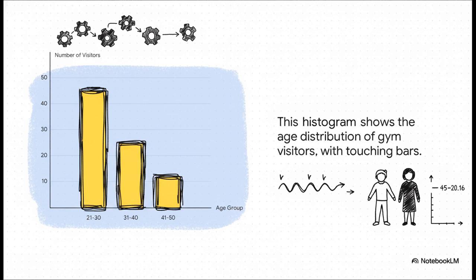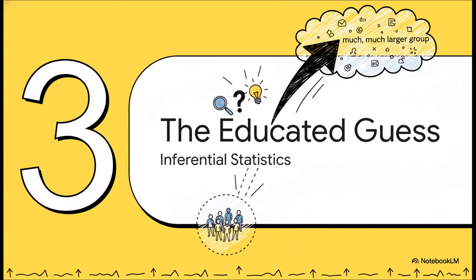Now this might look like another bar chart at first glance, but it's something a little different. It's a histogram. And see how the bars are all touching? That's a key detail. It tells us we're looking at continuous data, in this case age groups. The touching bars show the flow, the whole shape of the data. And boom, right away you can see the story. This gym's sweet spot is the 21 to 30 crowd, and then it drops off pretty fast after that. All right, so we've gotten really good at describing our data, at painting that detailed picture of our small group.